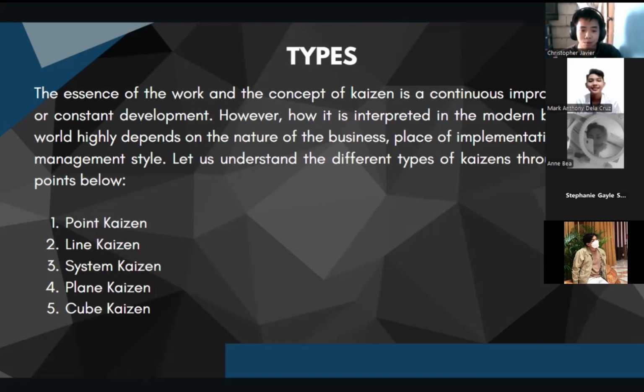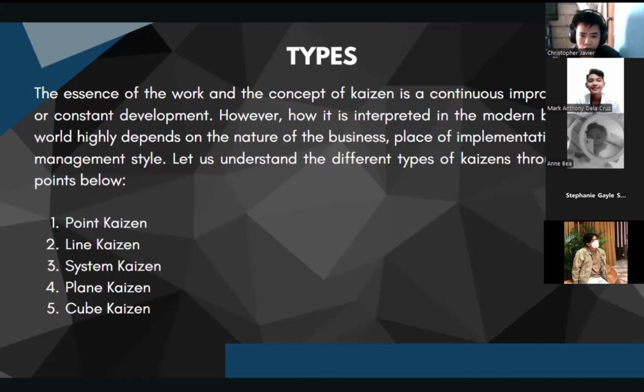Number one is the point Kaizen. This interpretation is one of the most widely used types of Kaizen as it requires minimal planning and can be implemented quickly. In this practice, as soon as something incorrect or broken is found, immediate measures are taken to correct them. The second one is the line Kaizen.